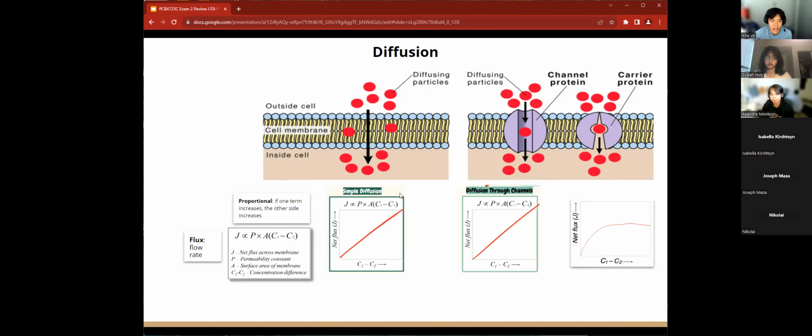something to note is that while simple diffusion and while channel diffusion, no matter how great the concentration gradient is, the net flux will be able to increase. Okay, this means it's not saturable. Same thing with channels. No matter how great your concentration gradient is, your net flux will increase.